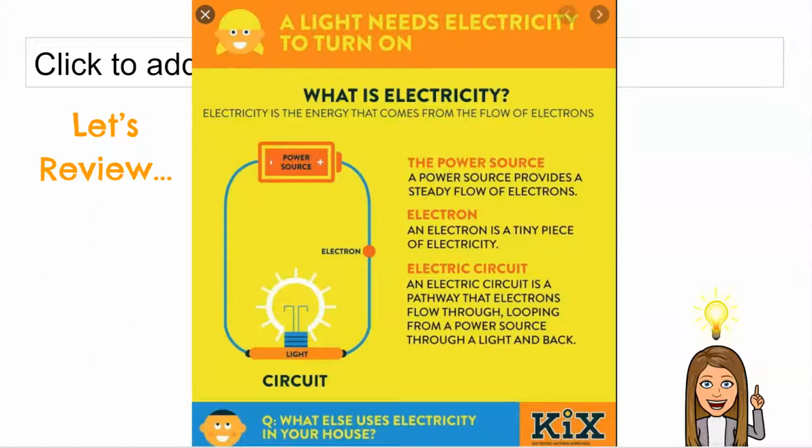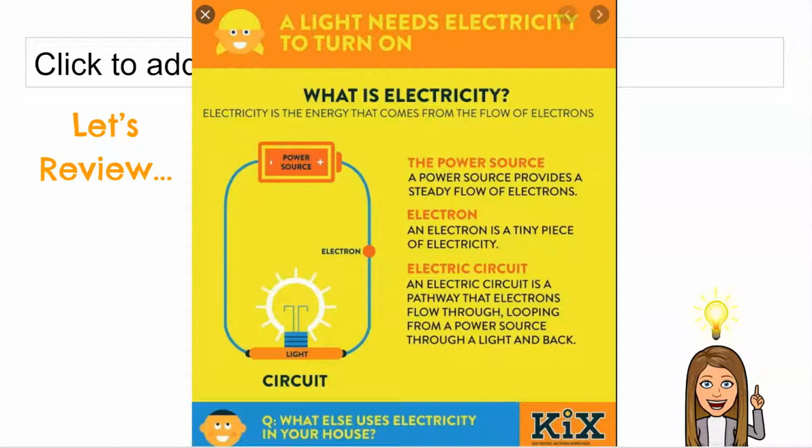So this is just a quick review of what that circuit looks like. You always need a power source, and that is what provides the steady flow of electrons. An electron is that tiny piece of electricity that's moving. The electric circuit is then the pathway that the electrons can go, and it makes a circle, looping from the power source through the light or whatever you want to turn on and back into the power source.